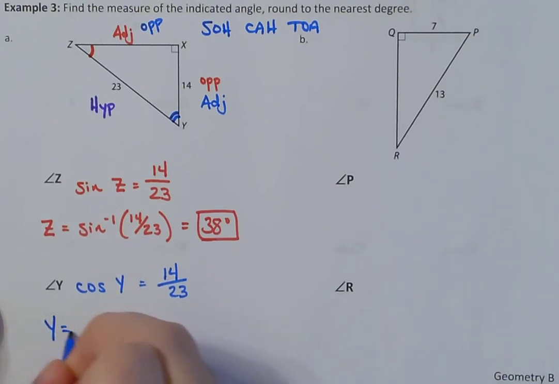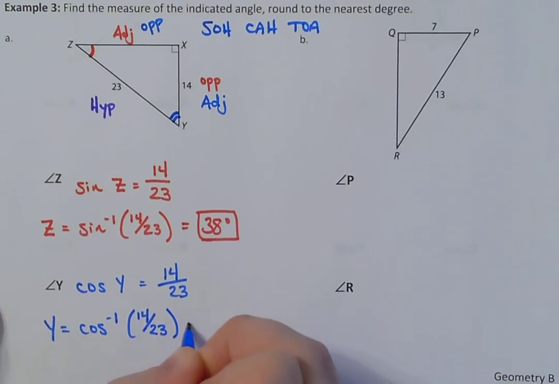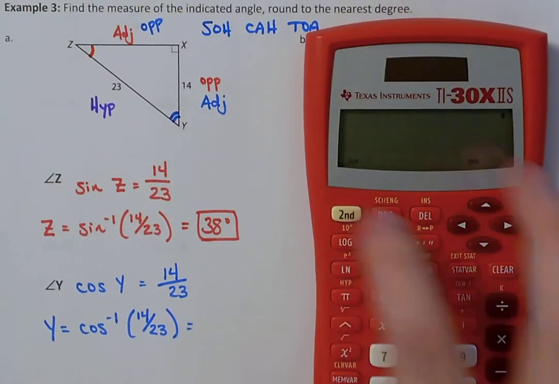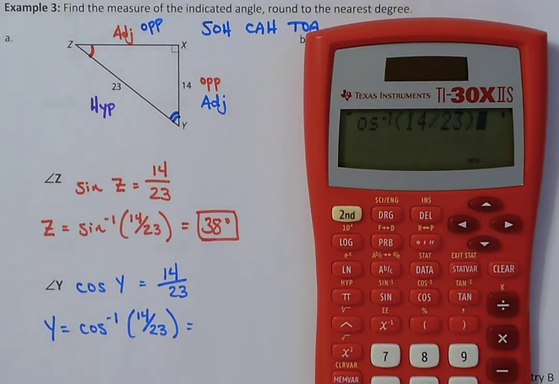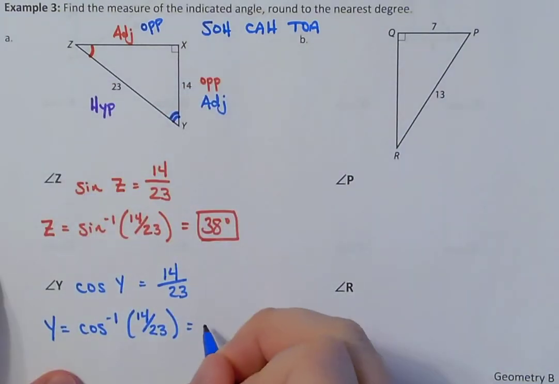So to figure out Y, we're going to do cosine inverse of 14 over 23. If we do cosine inverse of 14 divided by 23, we end up with 52.5. So we're going to round this to 52 degrees.